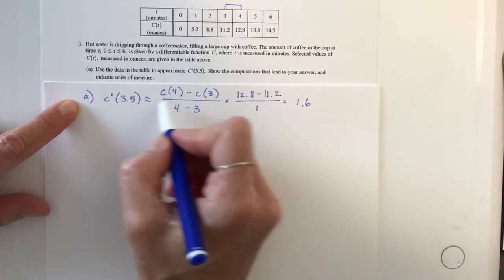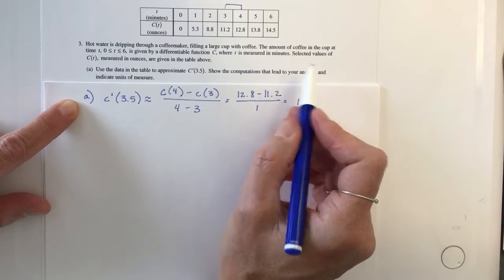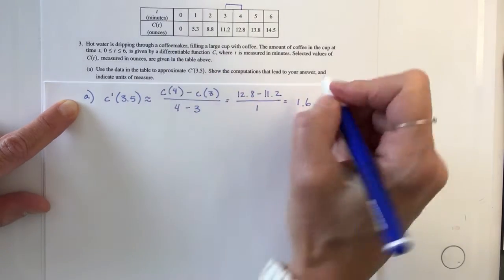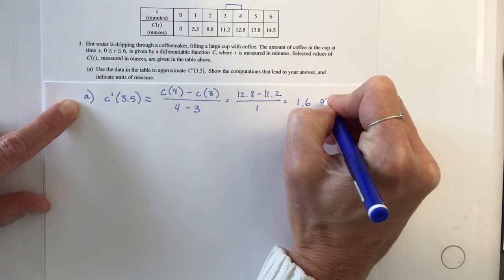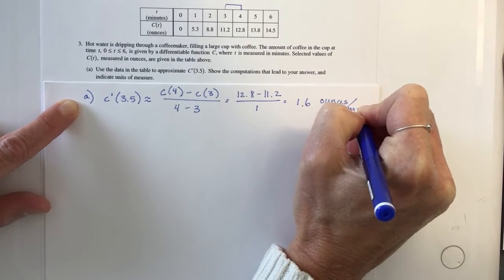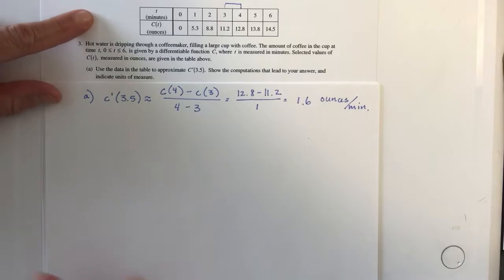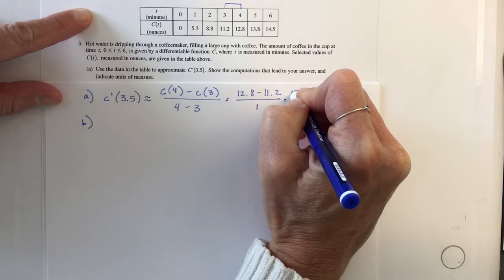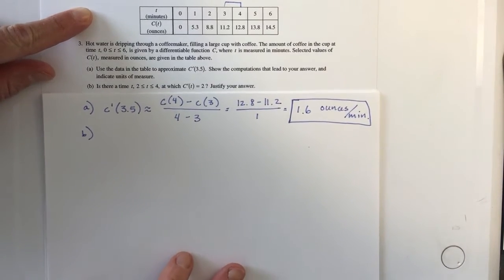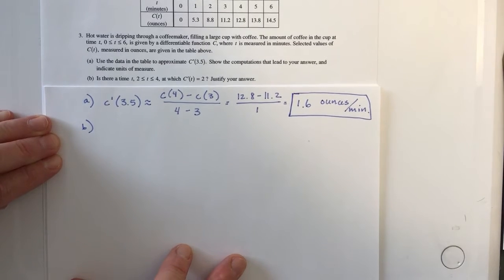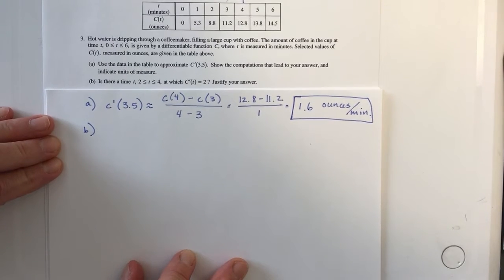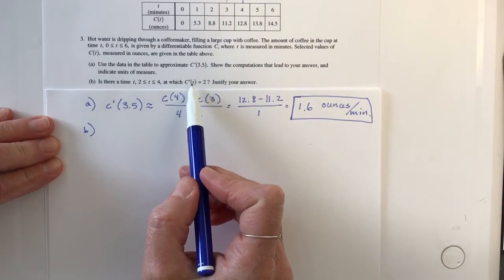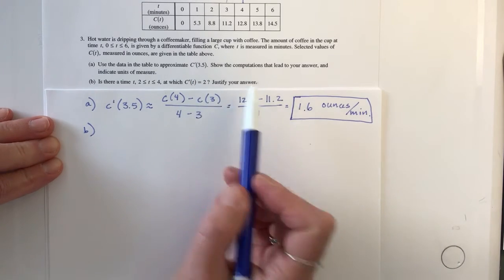Then we showed our computations that led to our answer, and we have to indicate units of measure. On top we had ounces, and on the bottom we had minutes, so we have ounces per minute. I think it's a good idea to box your answers so that they can find them. Now, is there a time t on 2 to 4 for which C prime of t is equal to 2? Justify your answer.